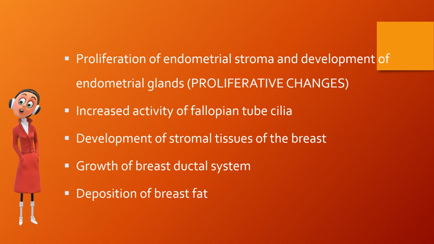So estrogen is responsible for the proliferation of your endometrial stroma and development of your endometrial glands in the proliferative changes. It increases the activity of the fallopian tube cilia in the event that there will be fertilization, so it will be sweeping towards the uterus. Development of stromal tissues of the breast, and the growth of the breast ductal system, and the deposition of breast fat.